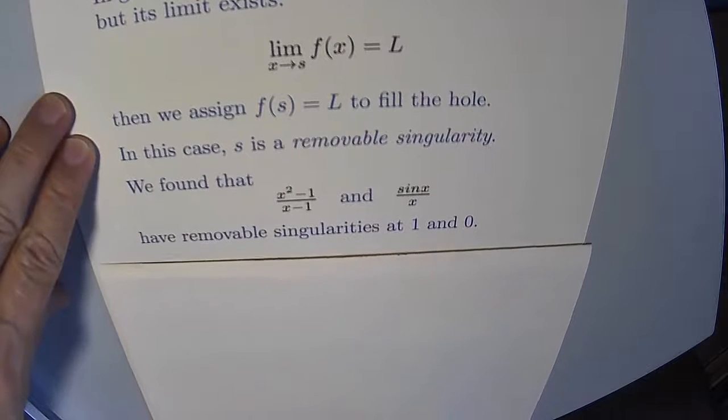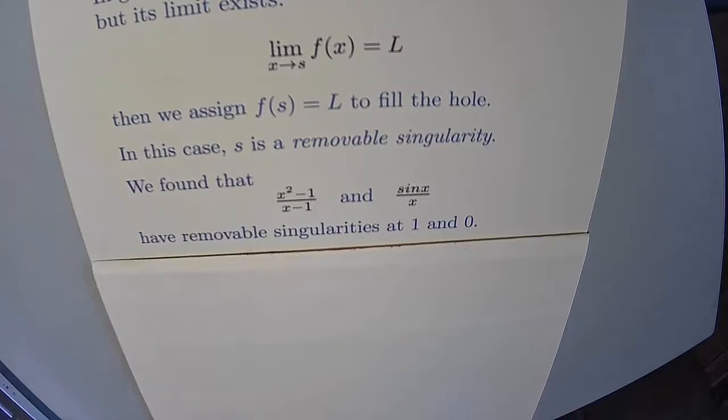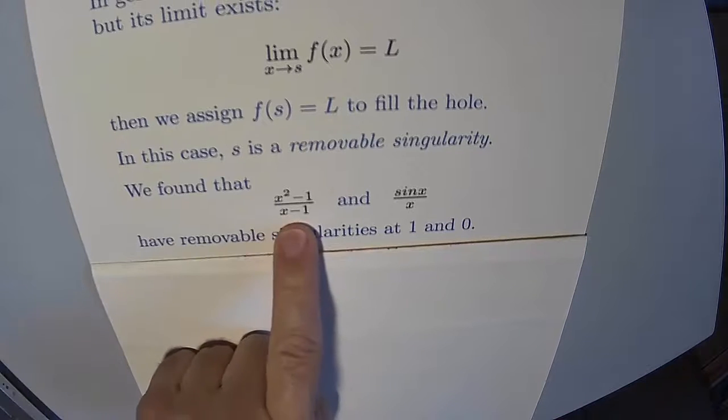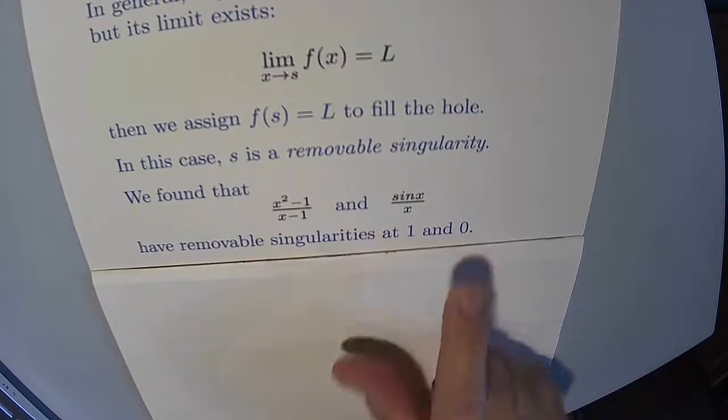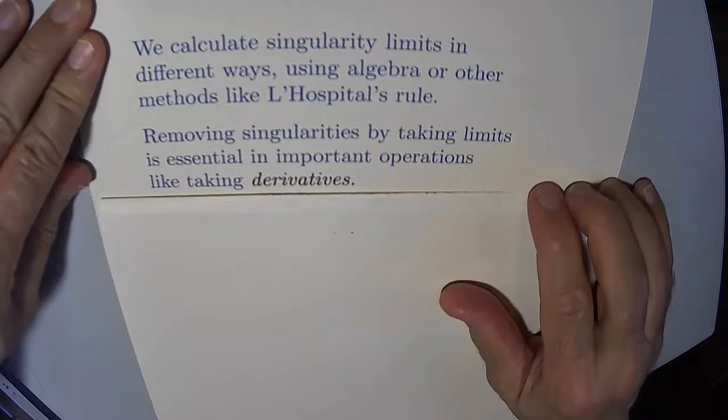We had two examples of x squared minus 1 over x minus 1 and sine of x over x. The first one has a removable singularity at 1, and the second one has a removable singularity at 0. It may not seem like calculating limits and removing singularity, filling holes, that kind of thing, using algebra or L'Hopital's rule is such an exciting or interesting idea, but let's not jump to conclusions.